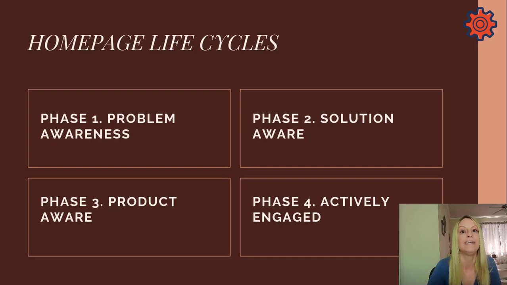And phase 4 is when these people are actively engaged. For example, where Apple is. Apple has a beautiful homepage, but if you would copy it and you would be a new brand, it wouldn't work. Apple created their homepage for phase 4, actively engaged people, because they know who Apple is and they know what they sell, so they are aware of the problem, they are aware of the solution, they are aware of the products, and they are actively engaged. So these are the life cycles of the homepage.